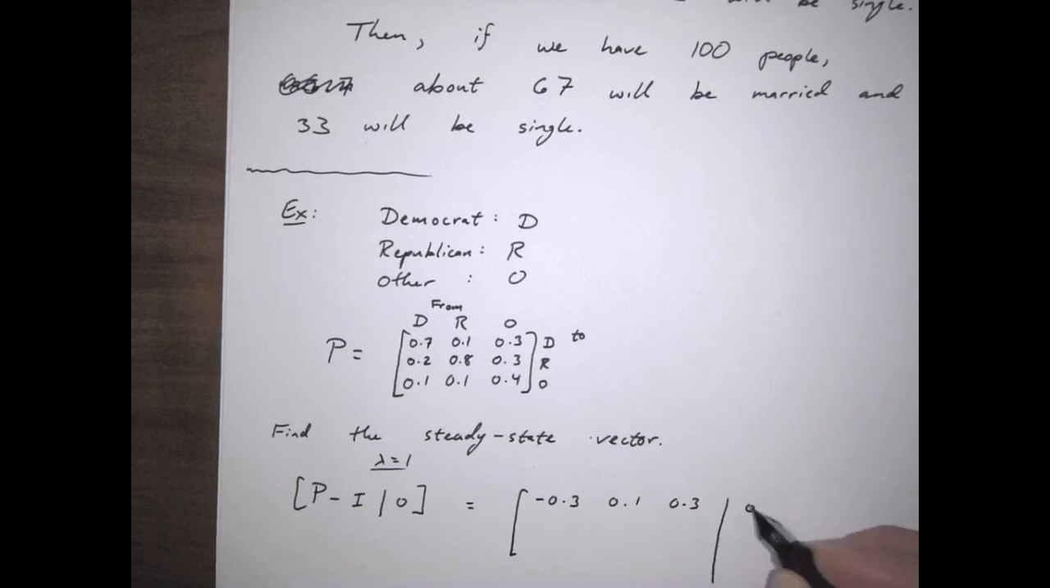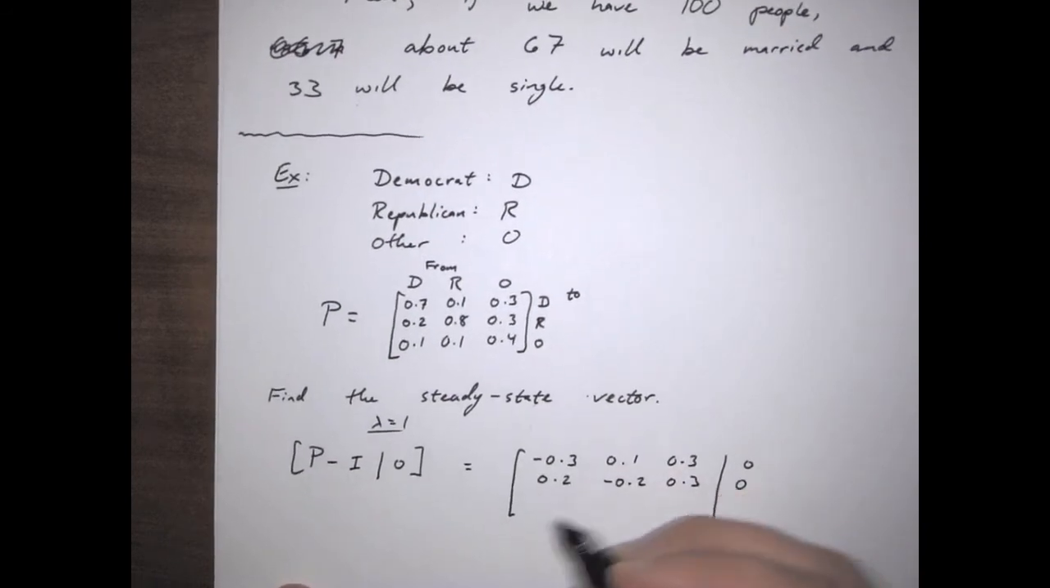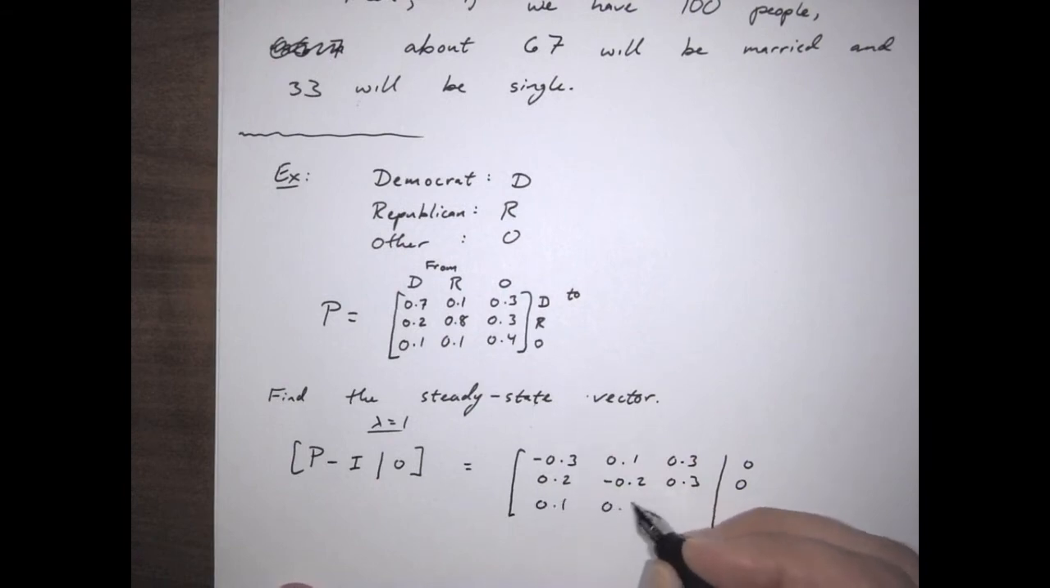Augment 0. We're going to have 0.2. We're going to have here negative 0.2. We're going to have 0.3. Augment 0. And then down here we're going to have 0.1, 0.1, and then subtracting the 1 we're going to have negative 0.6.